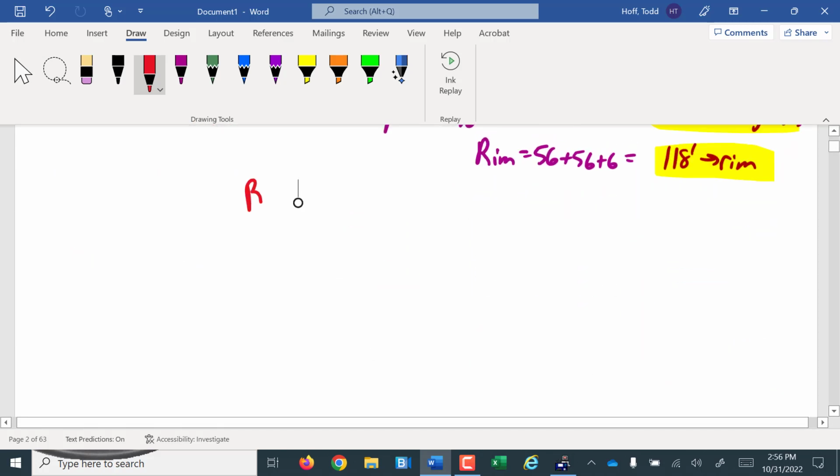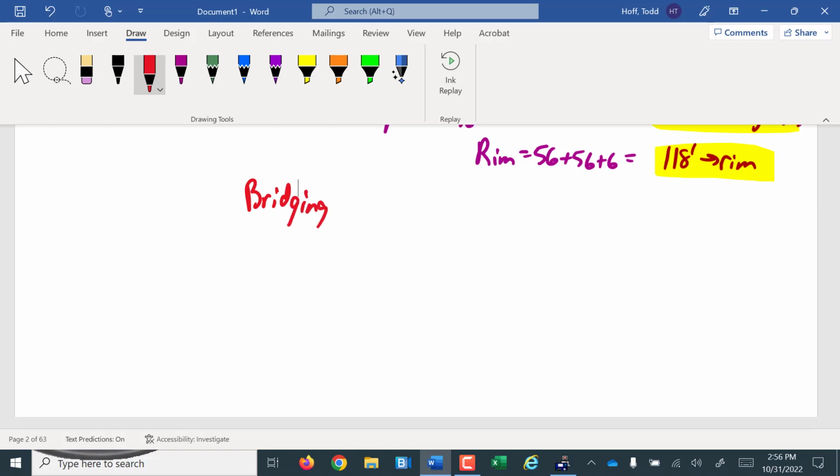So bridging is going to be 94 feet times 3, or 282 feet.